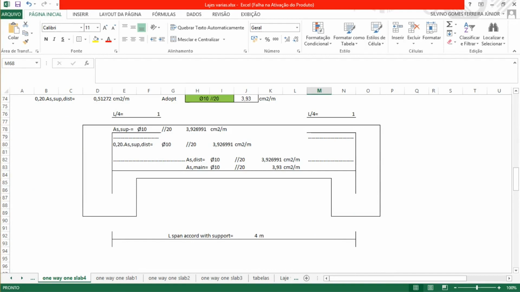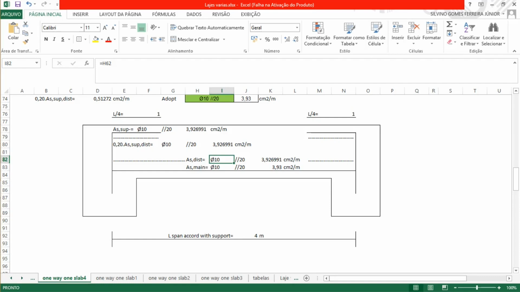So here we can see on the bottom, for the moment, we'll get a diameter of 10 spaced by 20 for the main reinforcement. That gives this quantity, 3.93 square centimeters per meter, and then the distribution bars give us 10 spaced by 20 here on the bottom. So it should go from here in the support to the other support, on the bottom.